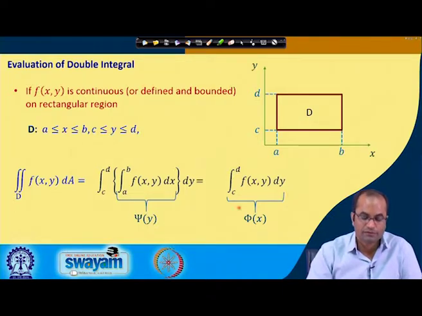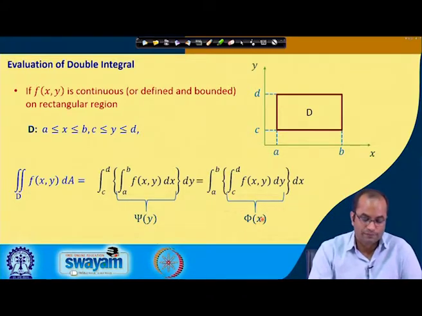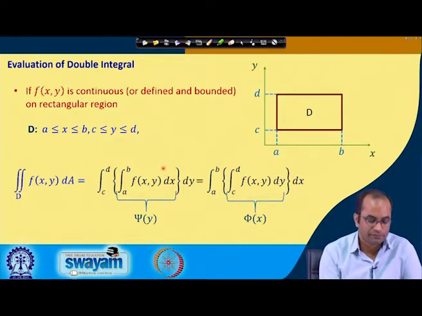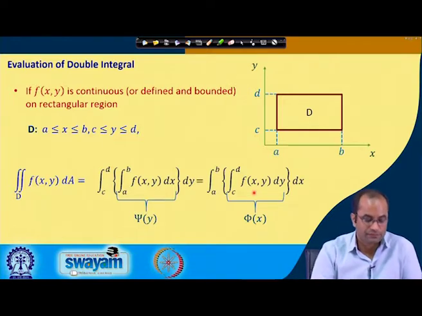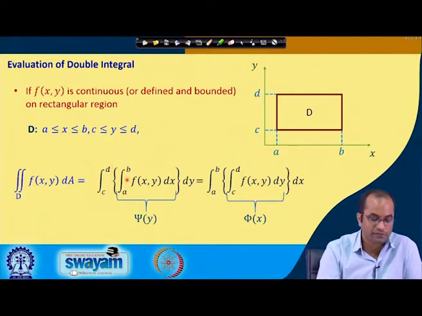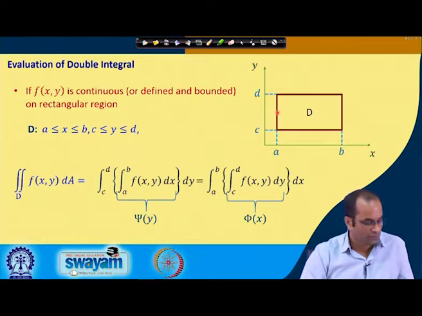Because this will be a function of x after the integration, and then this is a function of one variable, we can now integrate over x. So, x will vary from a to b. In this case it does not matter whether we first compute with respect to x and then with respect to y, or first with respect to y and then with respect to x, for such a domain, and getting the limits is also much easier. But this is not always the case, because we do not have such a nice domain all the time.